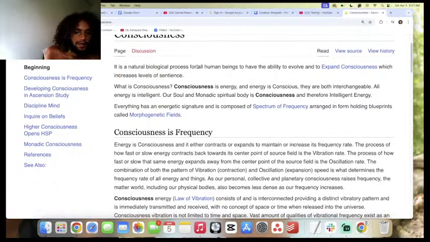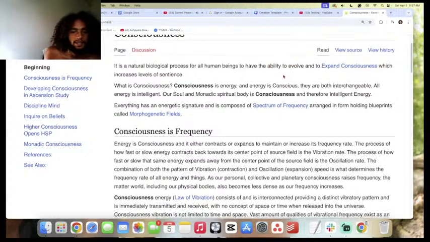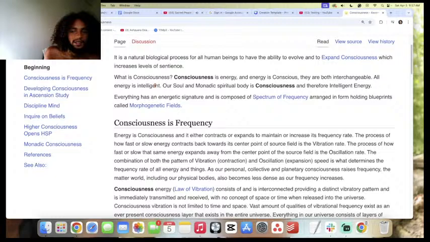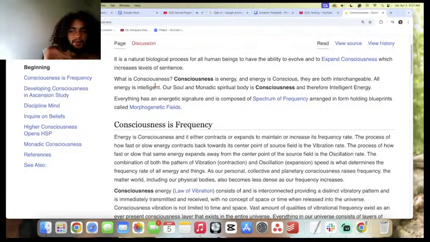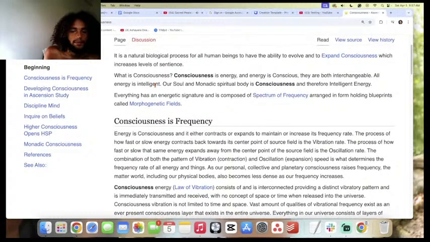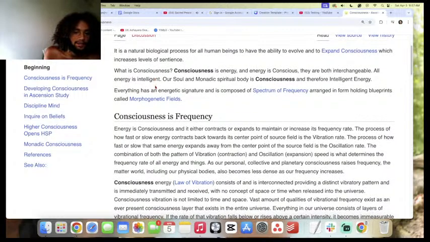It is a natural biological process for all human beings to have the ability to evolve and to expand consciousness, which increases levels of sentience. What is consciousness? Consciousness is energy and energy is conscious. They are both interchangeable. All energy is intelligent. Our soul and monadic spiritual body is consciousness and therefore intelligent energy.